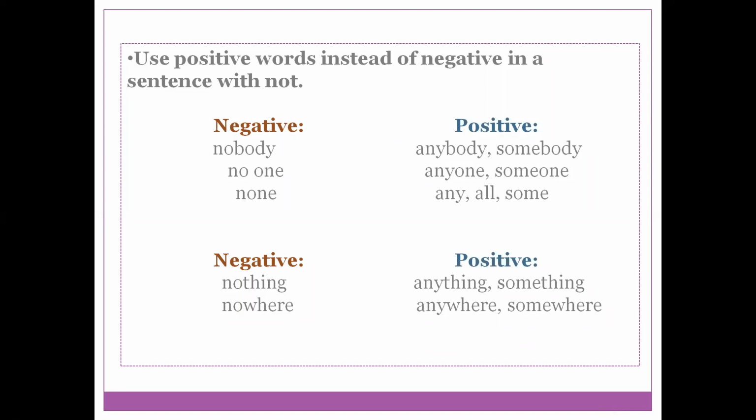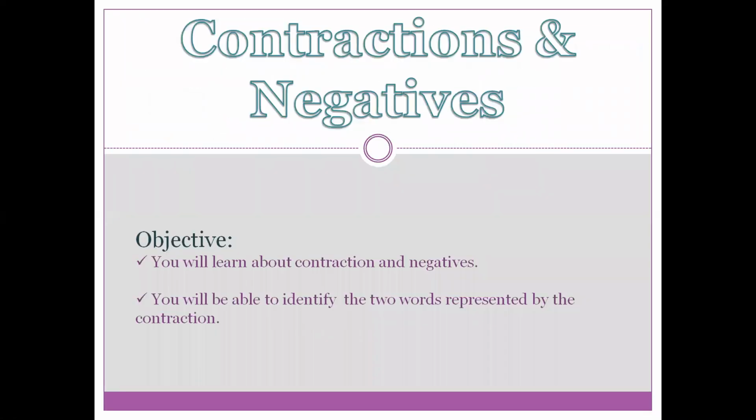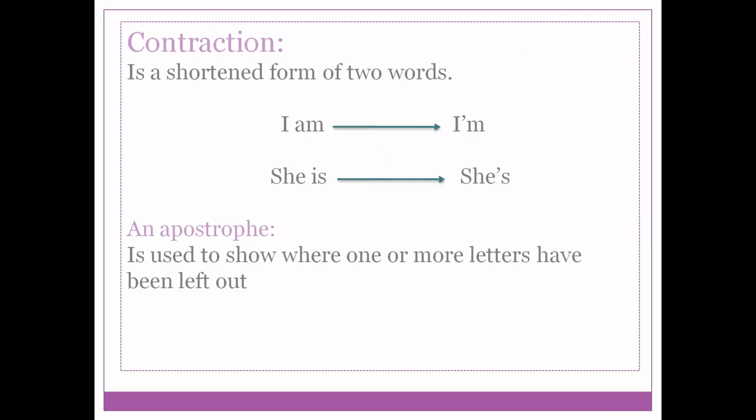So this is the lesson, girls. Contractions and positives. Contraction, I told you, is a shortened form of two words. I have two words, I will make them one word, and I will leave out some letters. And instead of the letters, I will add an apostrophe. Don't forget that.